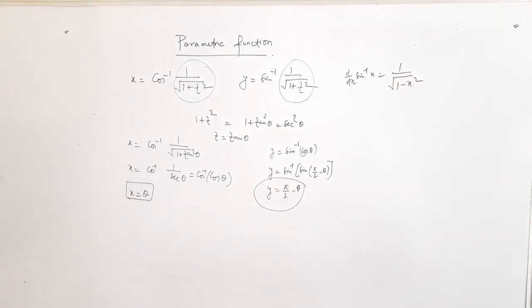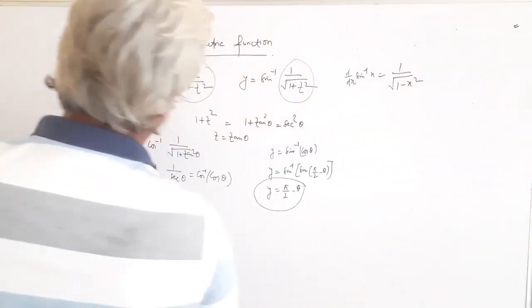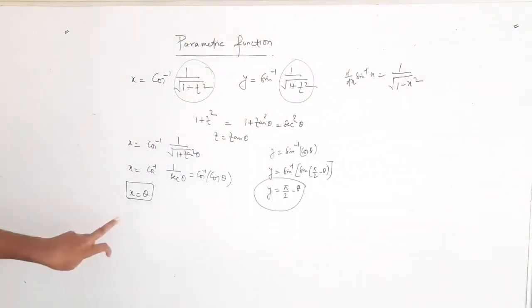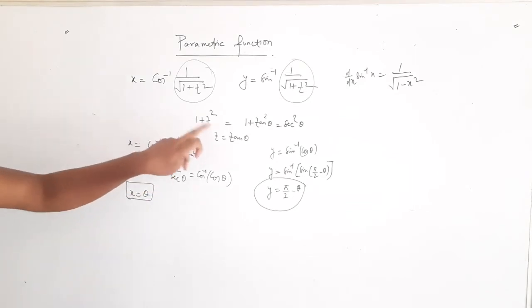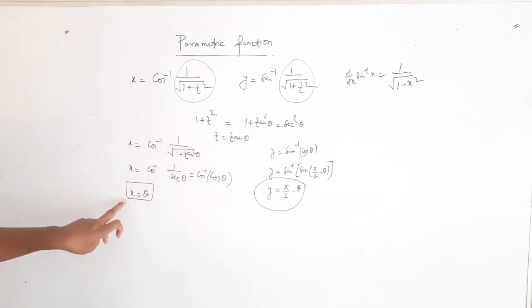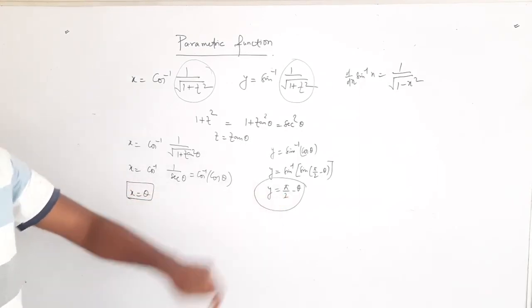Now our function, which was initially given in terms of t, has now become another parameter depending on our substitution. X is a function of theta and y is also a function of theta.